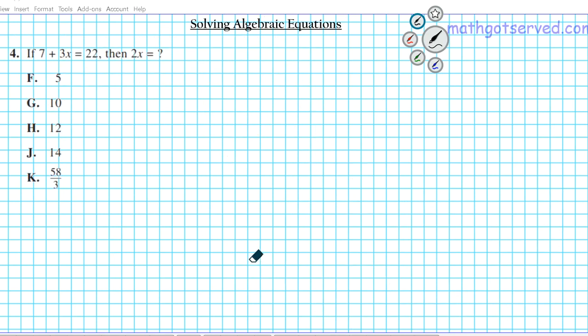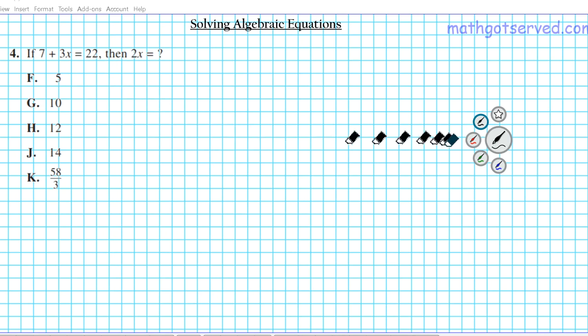All right, let's take a look at question 4. In question 4, we're looking at how to solve algebraic equations. So the question reads, if 7 plus 3x equals 22, then 2x is what? All right, so you have to be careful with this problem because we're not just asked to solve, we're asked to find what 2x is. So we're basically using our solution to solve another problem. It's a two-part problem here.